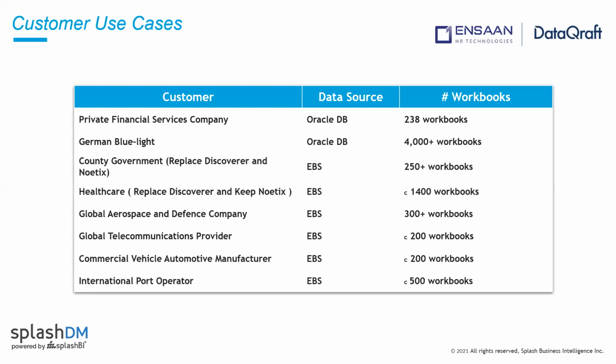And you can see quite a variation of customers located all over the world. The international port operator is in Singapore. The commercial vehicle automotive manufacturer, we actually have two of those, one in Germany and one in the UK. And it's quite a selection of the different types of workbooks that they do. So that's an example of how the migration can be done.